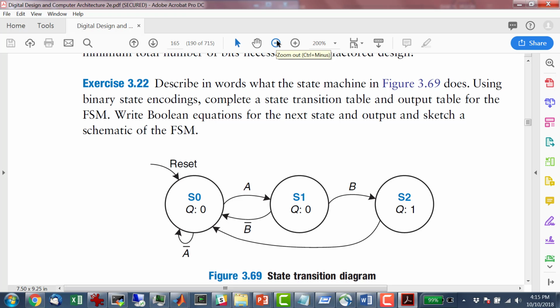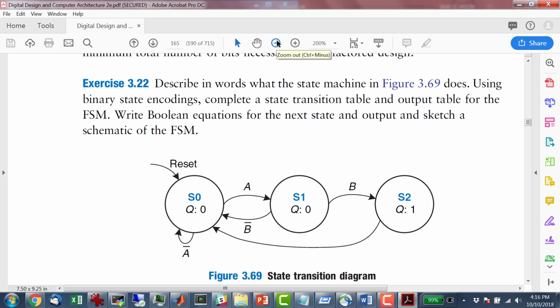Also, sometimes you'll see these transitions, instead of saying A and B, this will say like 1X here on this transition, meaning that A is 1 and B is a don't care. You guys with me? But this is also kind of shorthand. This is saying if A is asserted, if A is not asserted, right? So the first question is, what does the state machine do?